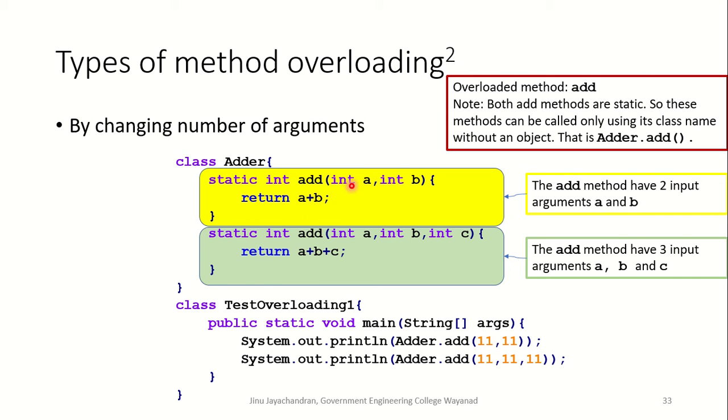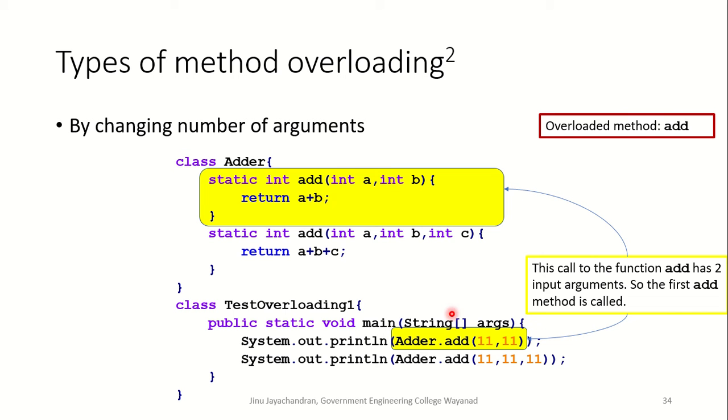But the methods have different numbers of arguments. The first method add has a and b, which is two arguments. The second method has a, b and c of type int, with three input arguments. These two are called method overloading because you have the same method name but a different number of arguments. Forget about static, because static doesn't affect method overloading. Static means that you can access these functions without an object, that's all.